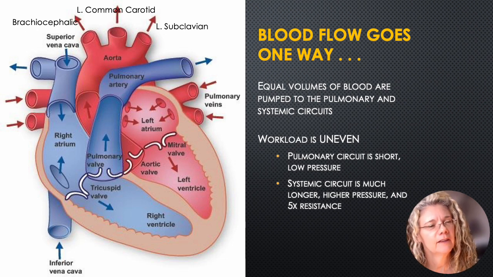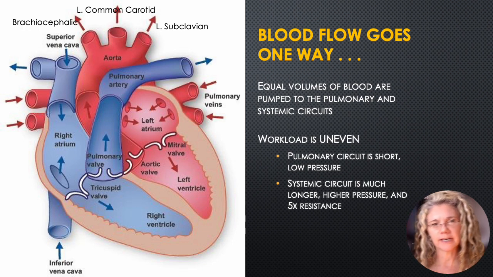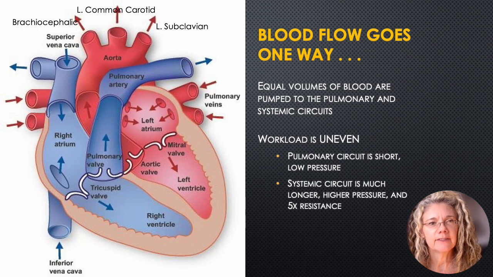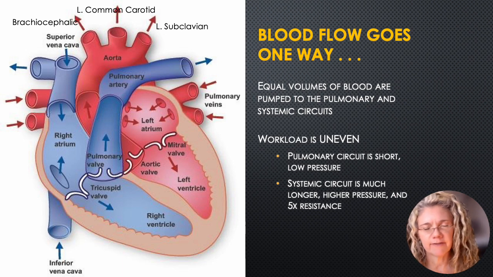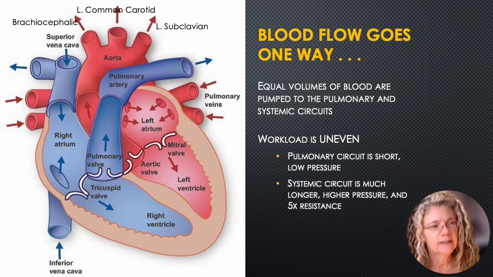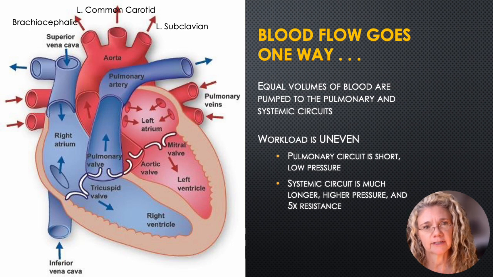So when you think about the pulmonary circuit, the right side of the heart, and the systemic circuit, the left side of the heart, we are going to be moving equal volumes of blood, equal amounts of blood. But the workload of the heart from right to left is uneven, not the same. The pulmonary circuit is super short. The lungs are in the neighborhood, right next door. We don't need a massive contraction to send blood shooting into the lungs. They're really close by, and lung tissue is delicate. This is a low pressure system.